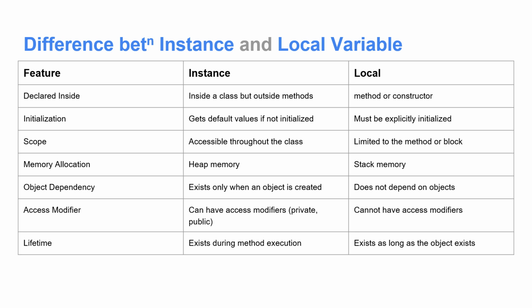In contrast, instance variables are declared inside a class but outside any method. They get default values if not initialized, and their scope spans the entire class. These variables live in the heap and exist only when an object is created. Plus, you can use access modifiers like private or public with them.